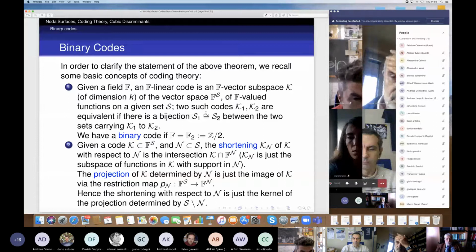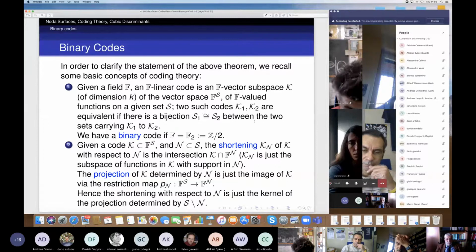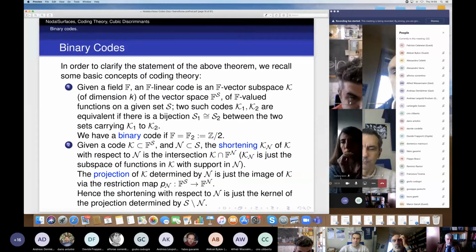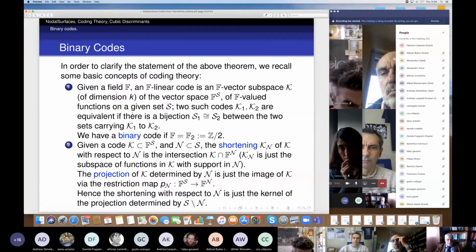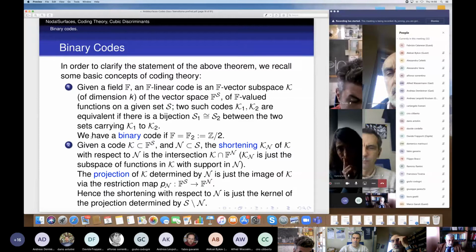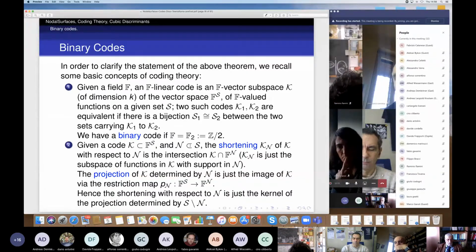And two such codes, K1 and K2, are equivalent if and only if there is a bijection between the two sets carrying one to the other. So really, you should think that codes are just functions with values 0, 1, like in the Morse alphabet. The Morse alphabet comes out if I take a binary code. So I take the field with two elements, 0 and 1, Z modulo 2.